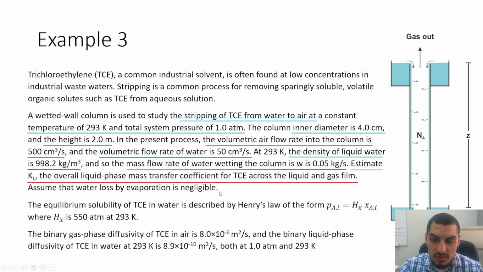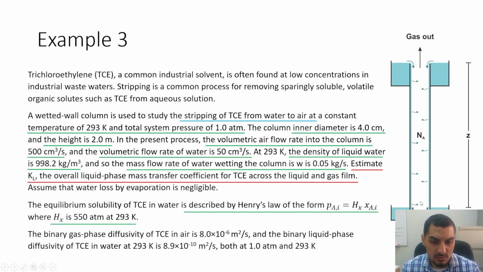Water loss by evaporation is negligible, so the amount of water is the same. We don't have any transfer except for the TCE from liquid to gas. I know that the equilibrium relation follows Henry's law, which is P equals Hx multiplied by Xa, and we know that Hx is 550 atmospheres. Of course, this is in atmospheres because Xa is dimensionless, so this has the units of pressure, at 293 Kelvin.